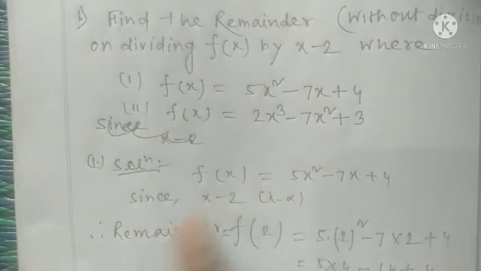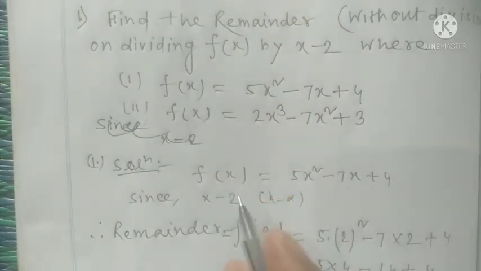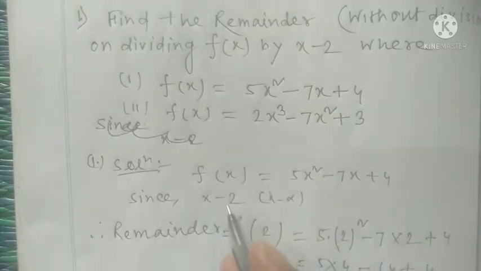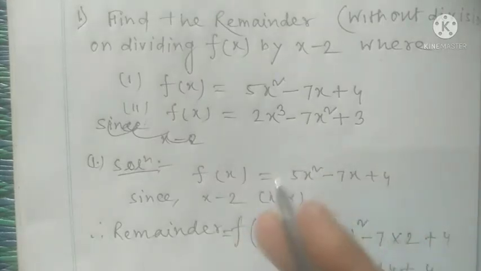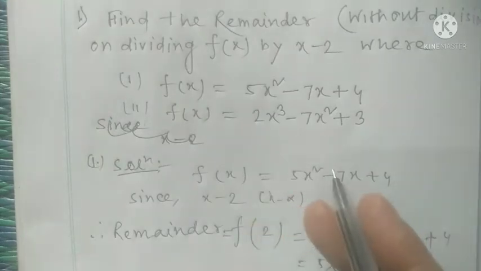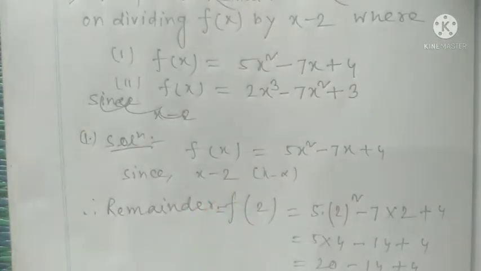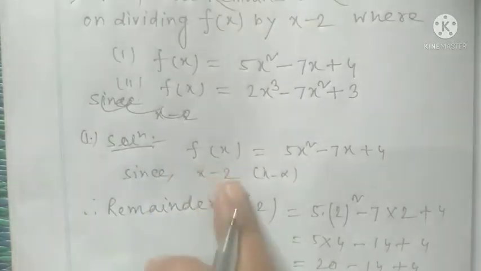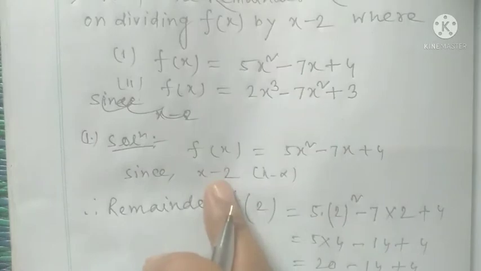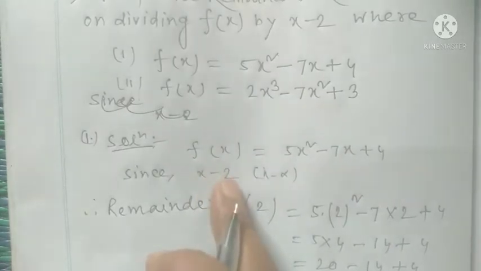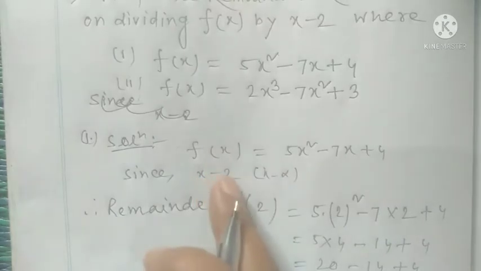Here a minus is there, so no problem. Our formula is f of alpha, and in the alpha position there is 2. So you have to put the value x equal to 2 in this equation, then you calculate the remainder without the division method. Again, similarly we are finding the remainder. The remainder will be f of 2, because our alpha is 2. You have to put 2 in the place of x.